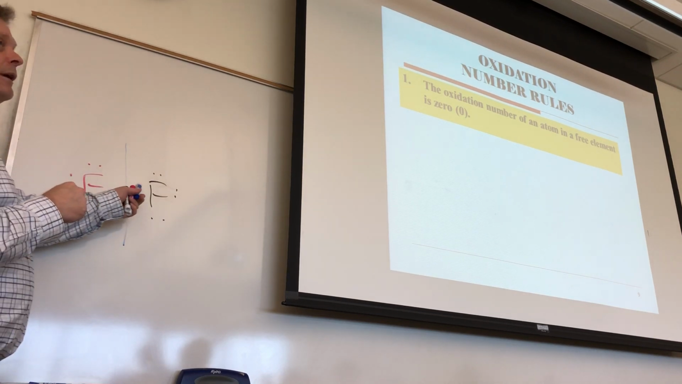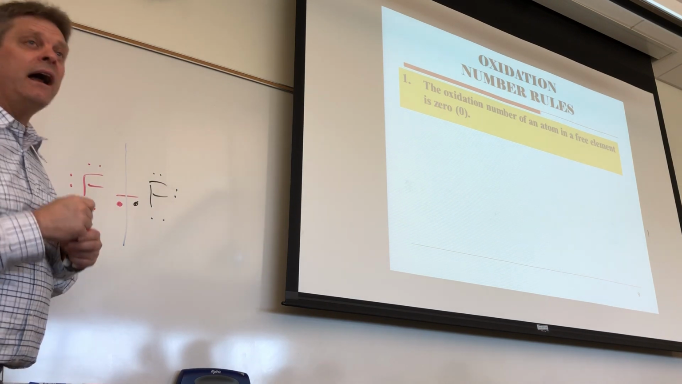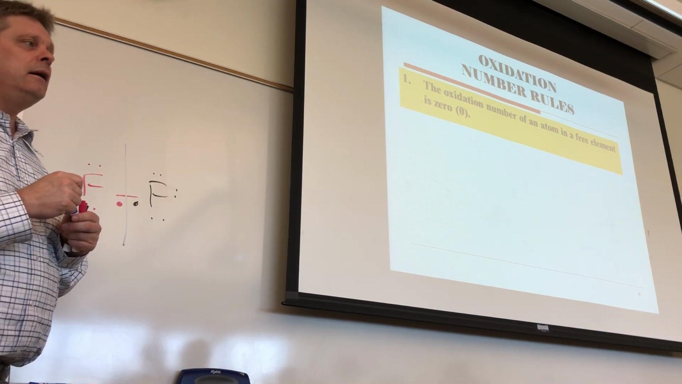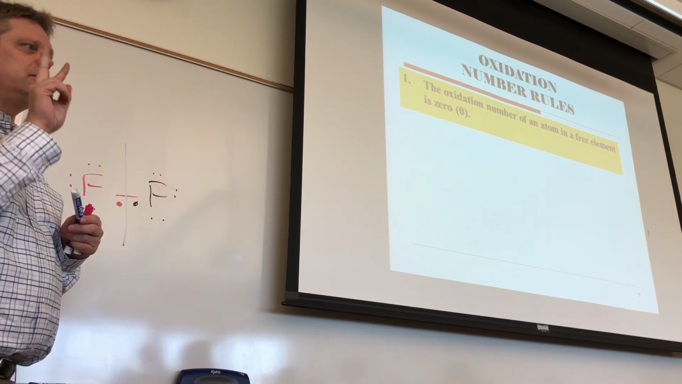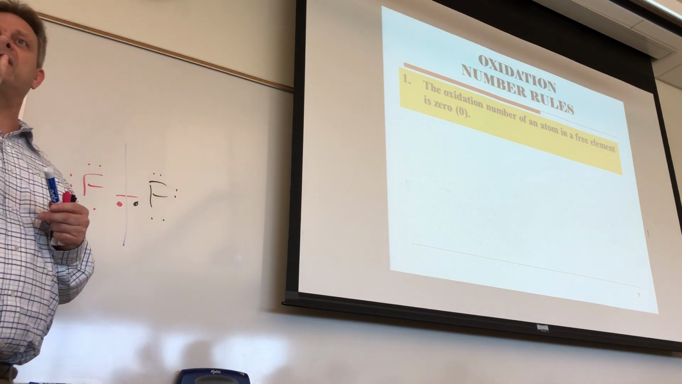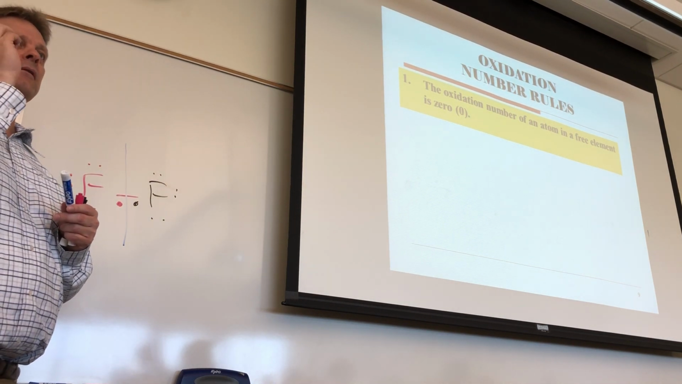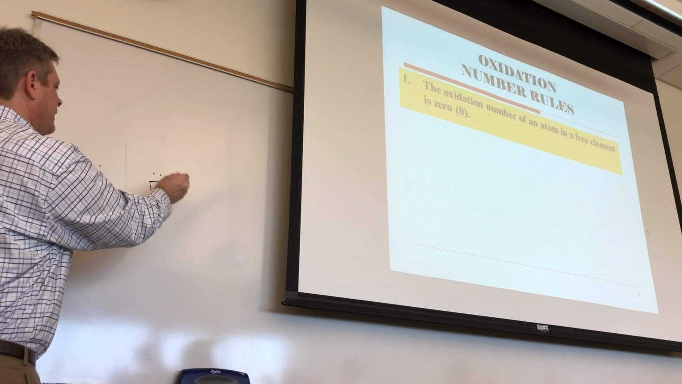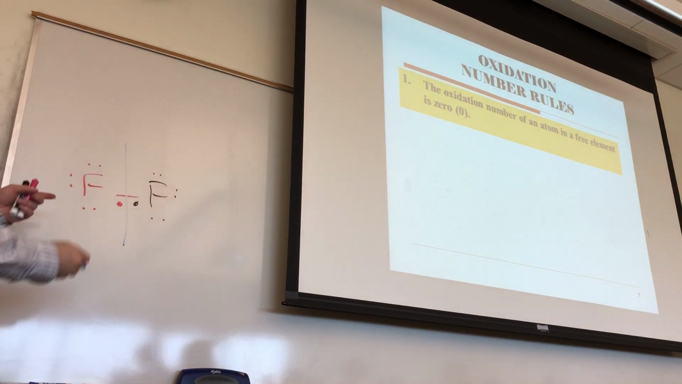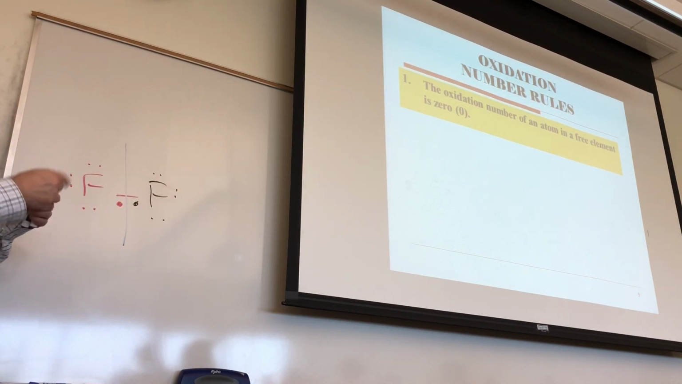What's the atomic number for it? 9. How many core electrons does it have? 2. How many electrons should it have left for it to be 0? 7. 1, 2, 3, 4, 5, 6, 7. Same thing with this one. So within the diatomics, each one is 0. That's the elemental state. You see why?